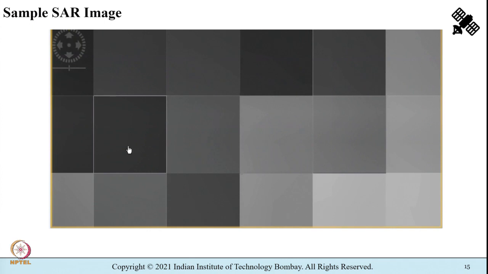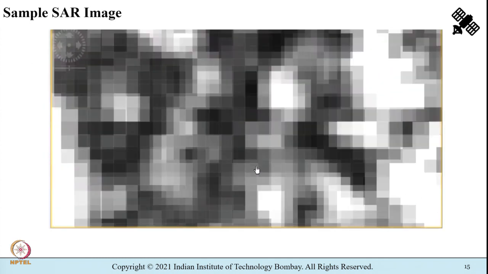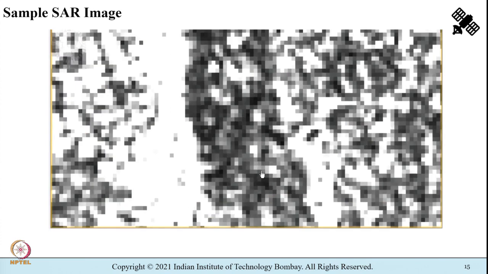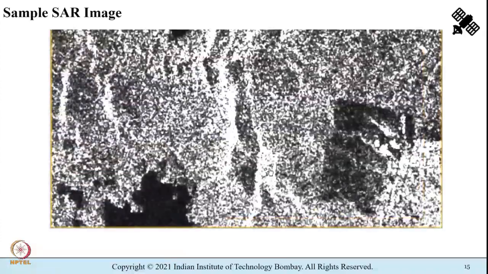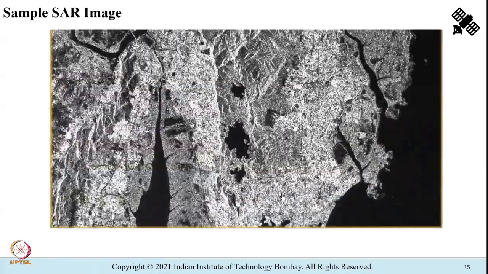Okay, larger echo, medium echo, smaller echo. So, if we zoom out slowly, let us try zooming out. What you see here is the IIT Bombay campus, and then you can see the Powai Lake.